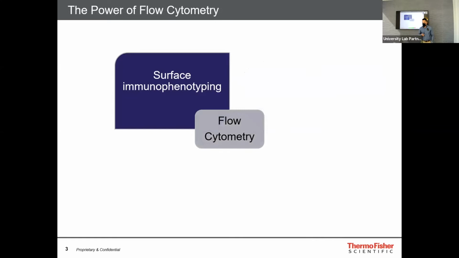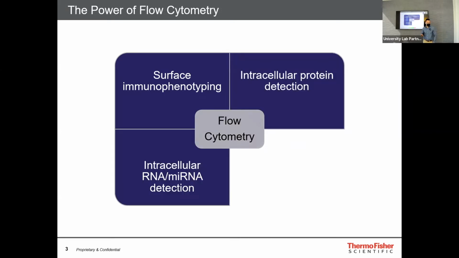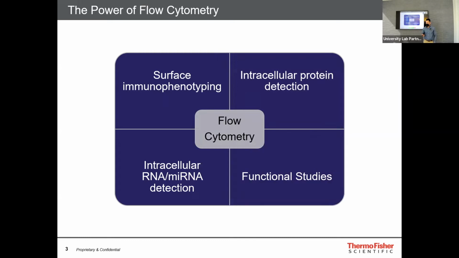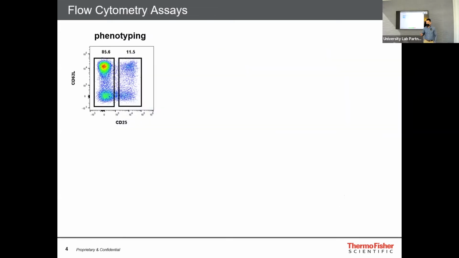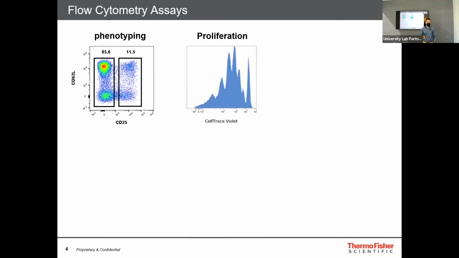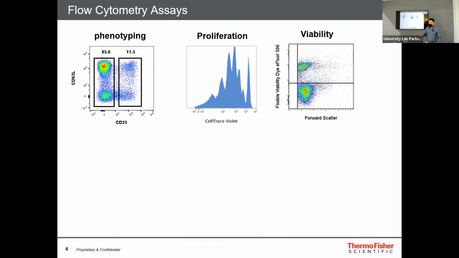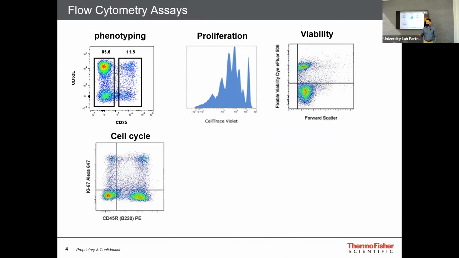So flow cytometry, you can do a lot with this technology. It can be as simple as multi-parameter surface phenotyping, to intracellular protein detection like interleukins or cytokines, to functional studies. Here are some quick visual graphs of what each of those are. This is just your basic immunophenotyping. Some of the assays you can do include proliferation using our CellTrace Violet dyes amongst other dyes. If you're looking at viability to compare live and dead cells, you can use our fixable viability dyes or our LIVE/DEAD. You can study cell cycle by Ki67.